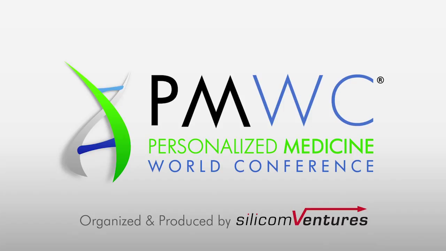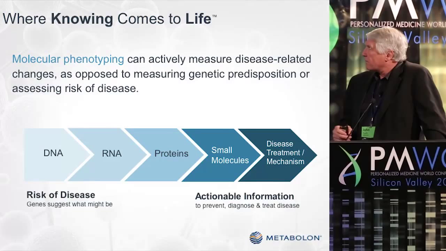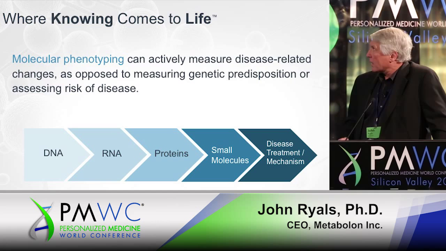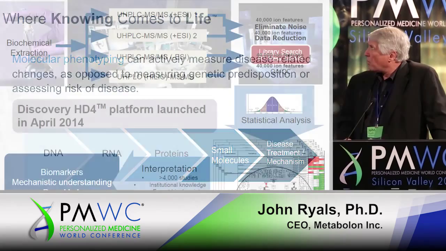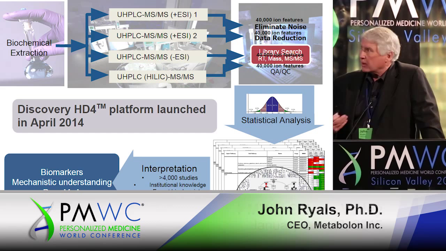What we work on at Metabolon is really the small molecule world. Instead of looking at the genes or the RNA or the proteins, we're really focused on the small molecules. And just to set the frame on that, we don't find evidence for more than about 2,400 small molecules in humans. And what we do is we can measure these in a biological sample.